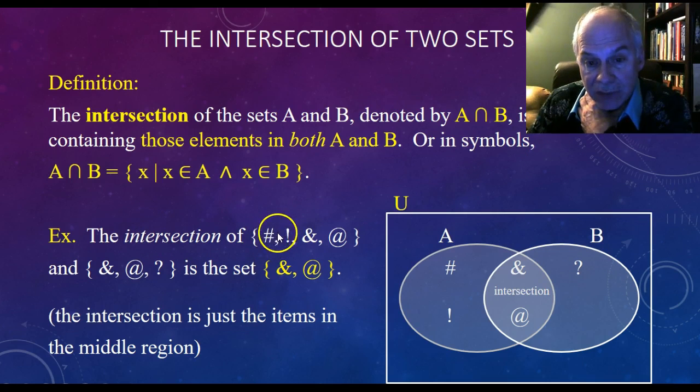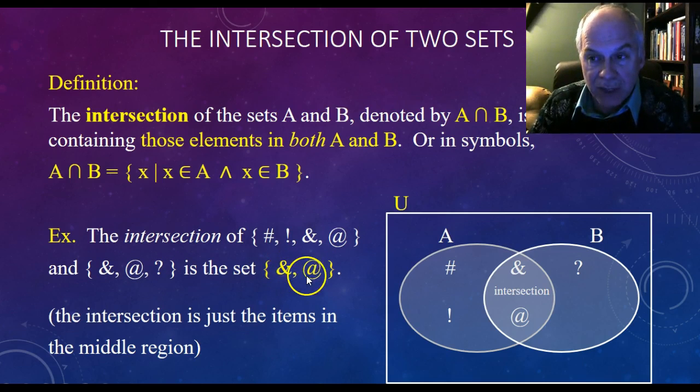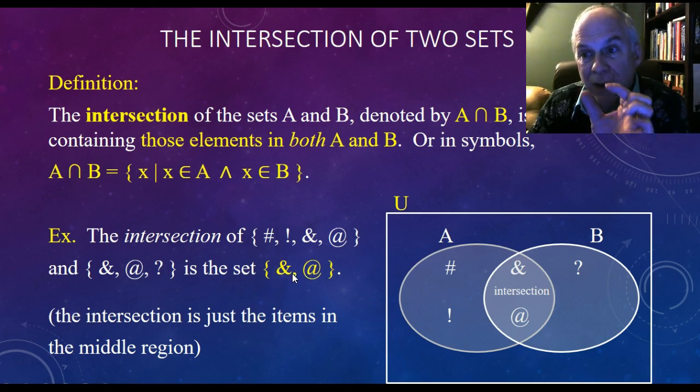The intersection of this set, you guys might think of it as the hashtag symbol, but it's really the number symbol or the pound sign, and then the exclamation point, ampersand, and at symbol. If I take that set and I intersect it with the ampersand, at symbol, and the question mark, we get just the elements, the ampersand and the at. Because for intersection, you have to look for elements that are in both of the sets. And the only two elements that are in both sets are the ampersand and the at.